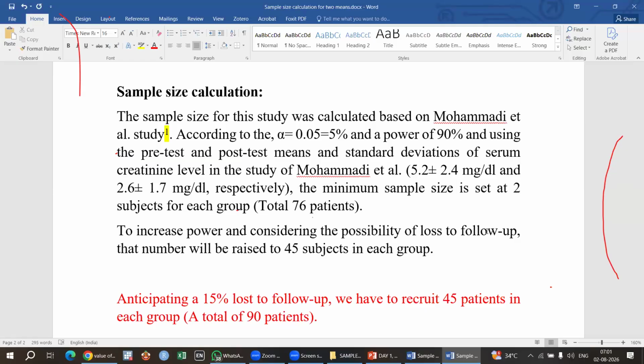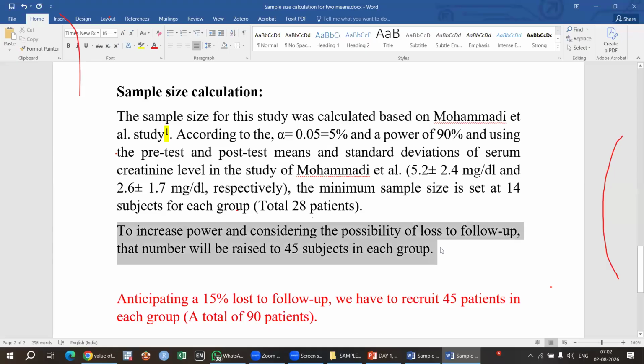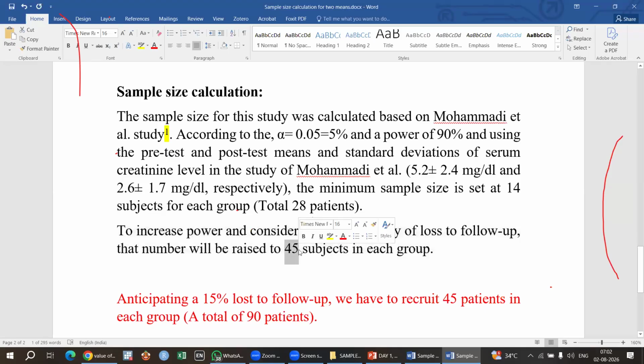The minimum sample is set to 28. This is the time; subjects 14 each and total 28. To increase power, and please see this, we can write according to this: to increase power and considering the possibility of loss to follow up, that number will be raised to, we can write here, total 30. Sorry, 15 subjects in each group.